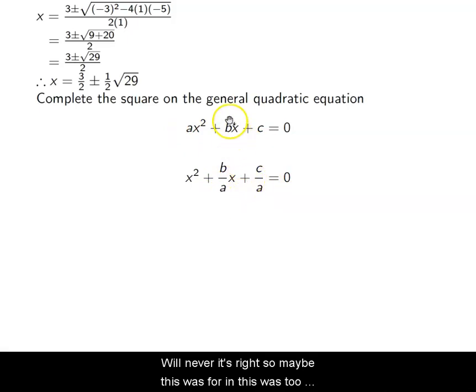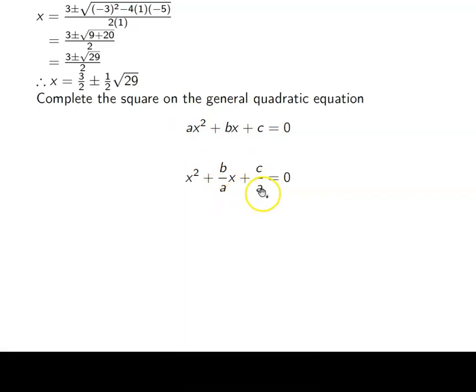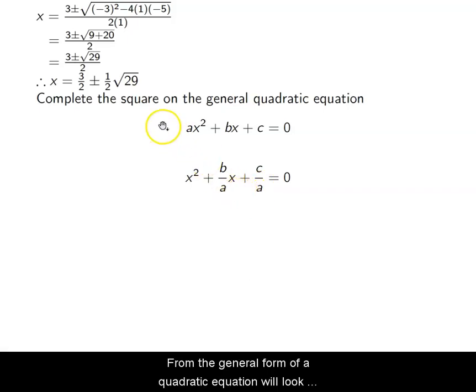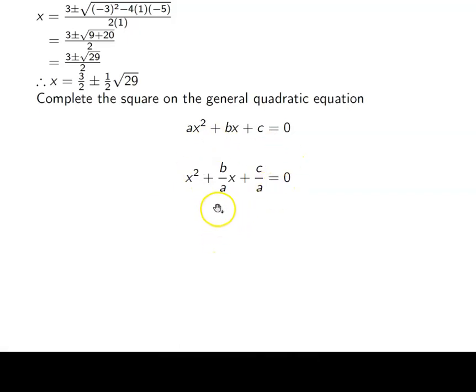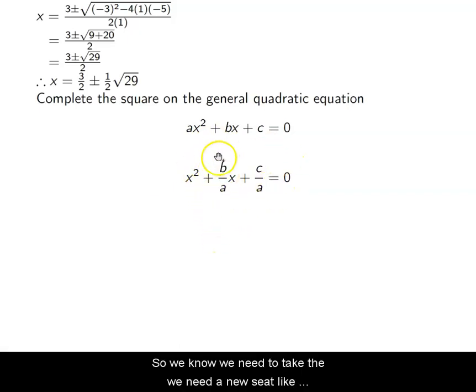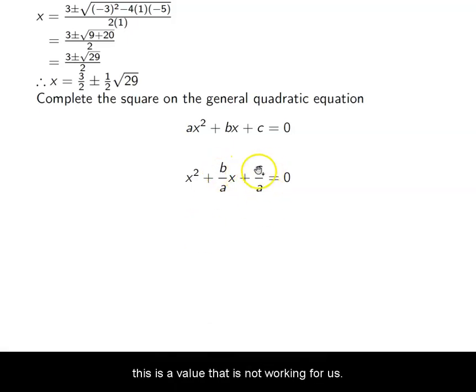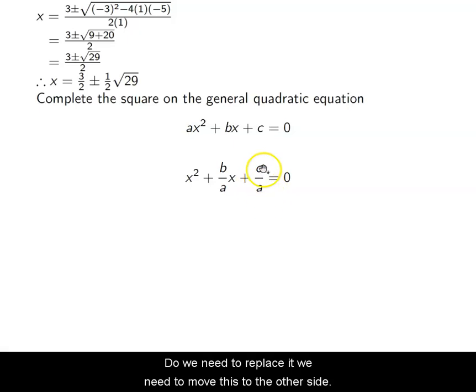whole numbers, right? So maybe this was 4 and this was 2 and this was also 2. That makes this 2 and that makes this 1, right? So these can still be whole numbers, but the form that they take from the general form of a quadratic equation will look like this. So this is what we're going to use to complete the square. So we know we need a new c, right? This is the value that's not working for us. So we need to replace it.